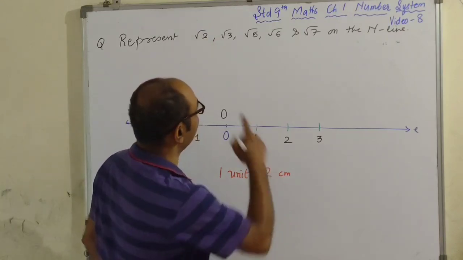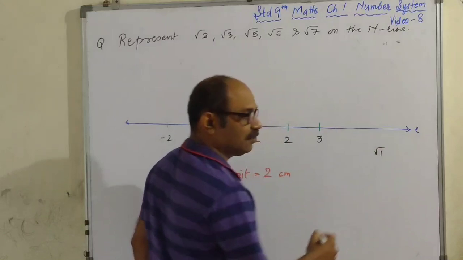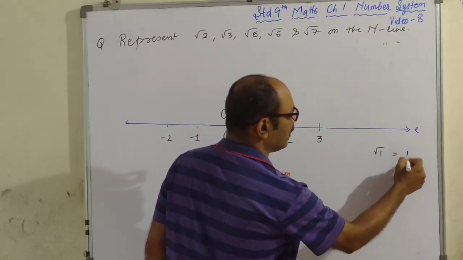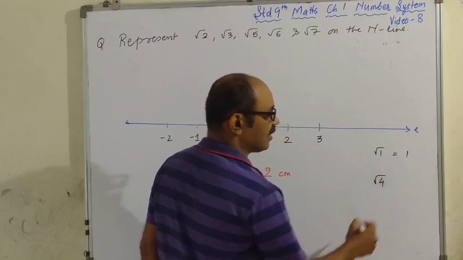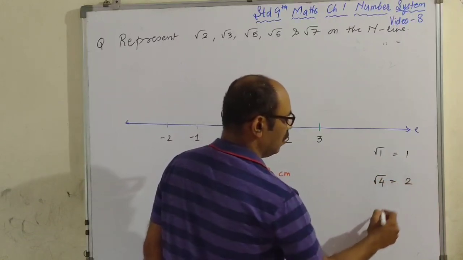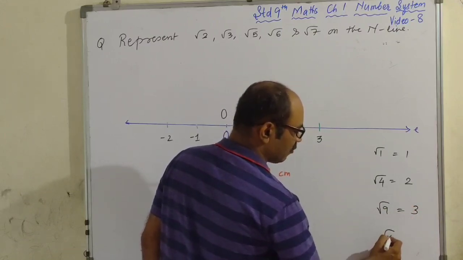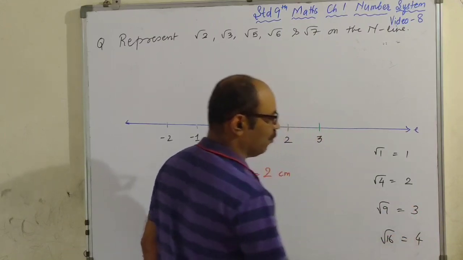Let's check out. 1 is the first perfect square number whose root is 1. 4 is the next perfect square number whose root is 2. The next perfect square number is 9 whose square root is 3. The next perfect square number is 16 whose square root is 4.